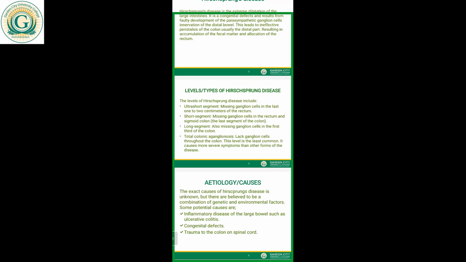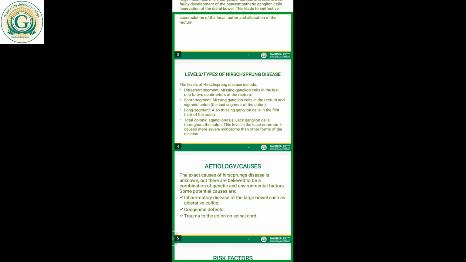And then we also have long segment, where there are missing ganglion cells in the first third of the colon. Then we also have total colonic aganglionosis, a lack of ganglion cells throughout the whole colon. This level is the least common. It causes more severe symptoms than other forms of the disease.